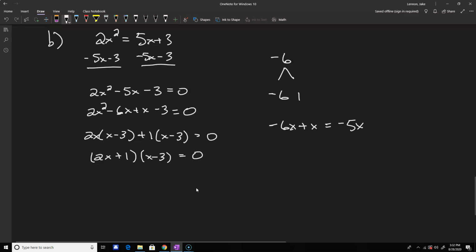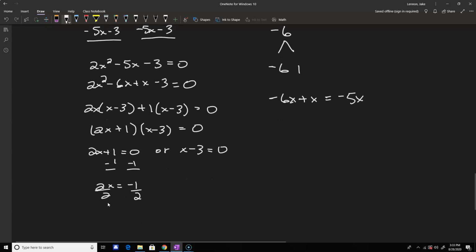And then what we want to do is just set each one equal to 0 and solve. So we have 2x plus 1 equals 0, or x minus 3 equals 0. So for this equation, we want to subtract 1 and then divide by 2. So subtracting 1, we have 2x equals -1, and dividing by 2, we get our first answer of -1/2. So x equals -1/2.